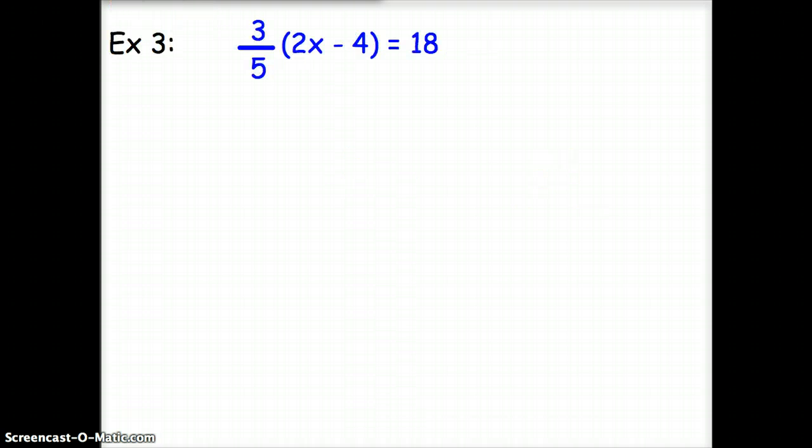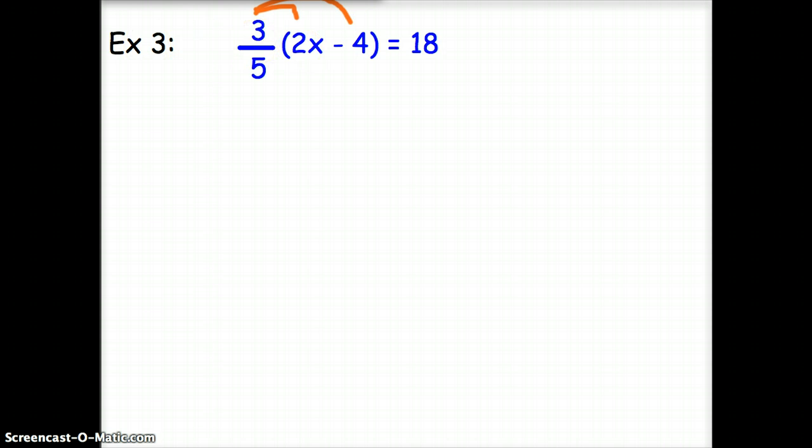Our last example for today, we're going to throw a fraction into the mix. We've got 3/5 times the difference of 2x and 4 equals 18. Now we have a couple different ways to solve this. The first thing we could do is go ahead and distribute our 3/5 x. I'm sorry, our 3/5 to each part of our parentheses.